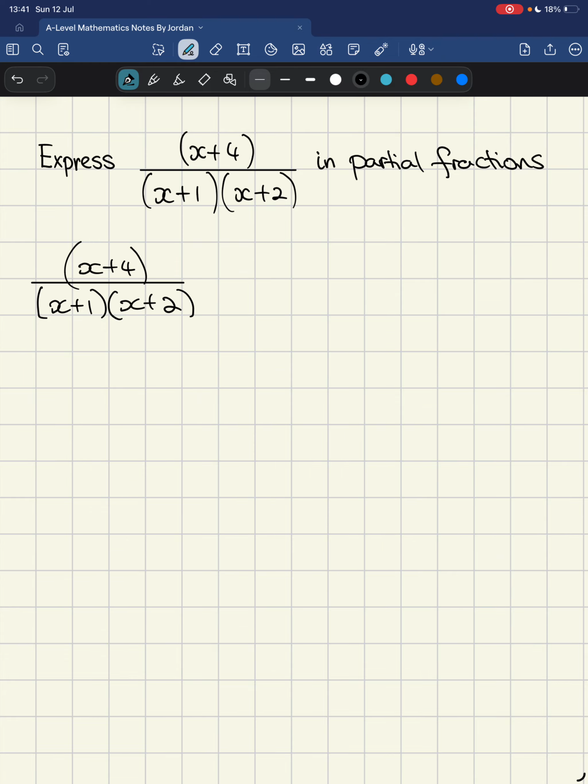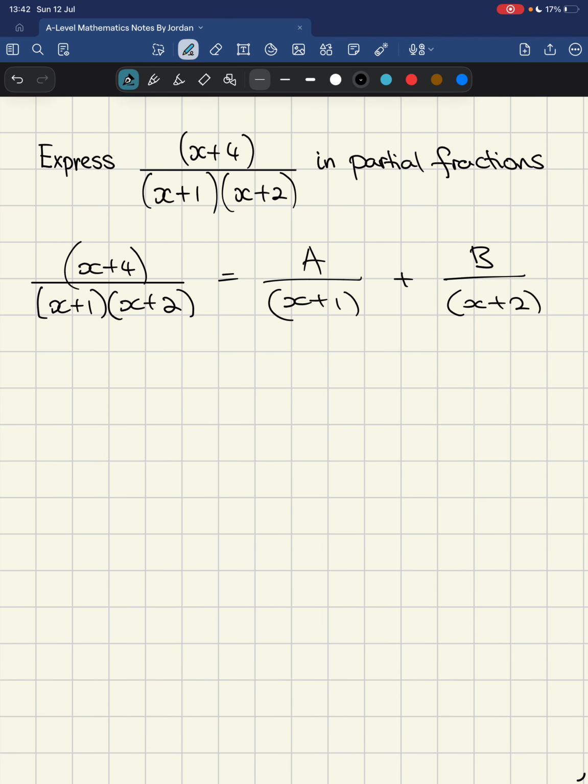Okay, so there's my original thing. The way we're going to split this up, if they don't tell you, the way you're going to work it out is by looking at the orders here. So let me just write it first, then explain. So you'll notice you get A going with one of the linears, B going with the other linear part there.